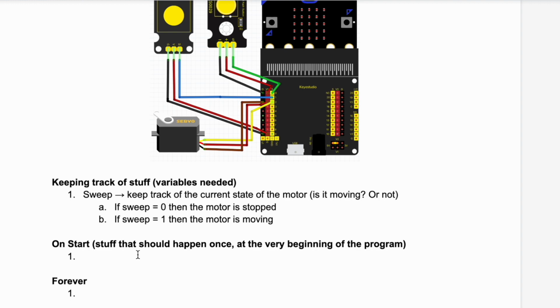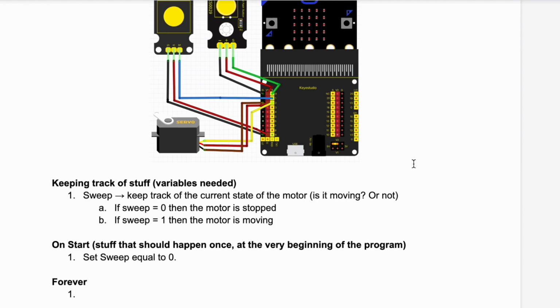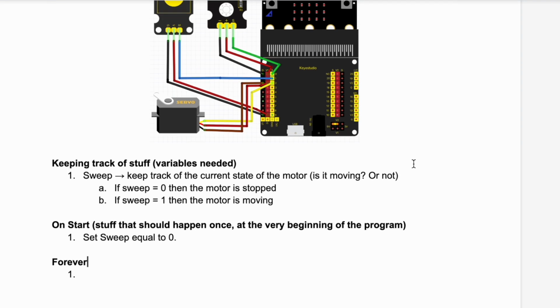Now this isn't entirely true in MakeCode. It tends to instantiate and default to a 0 value if you've not set it otherwise. But it's a good practice to think of this as having a null or no value at all until we've defined it. So we're going to make sure in on start, we set sweep, our variable, equal to 0. We want to make sure it holds a value of 0 because right now we haven't told the motor to turn, so it is safe to assume the motor is not moving yet. As we turn our attention to what needs to happen forever, this is where we're going to put any triggering events.